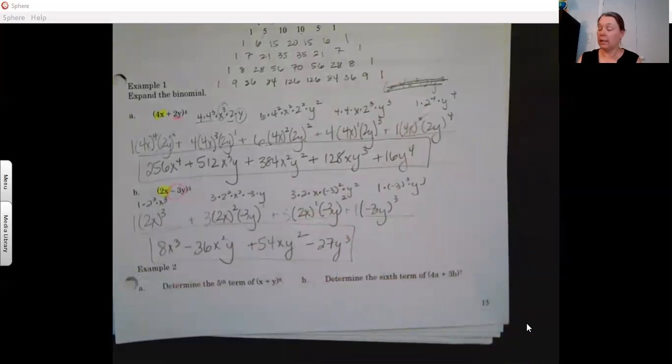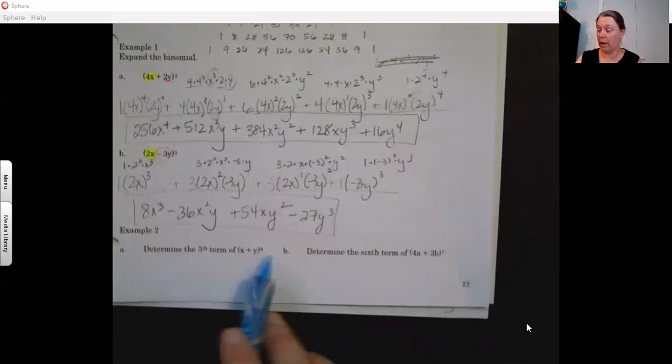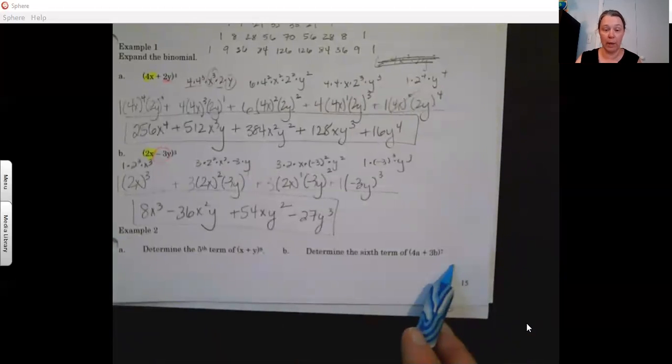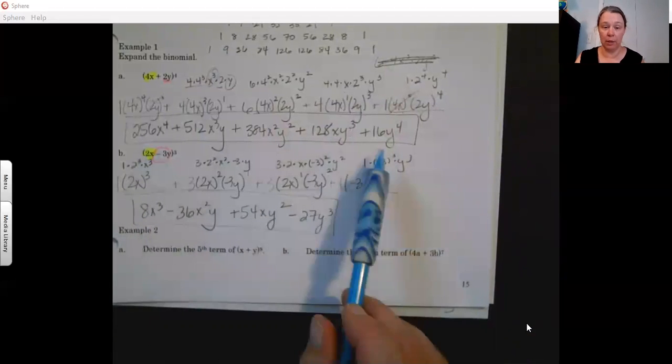Now the last examples ask us just to determine the 5th term of this expansion, or the 6th term of this expansion. It does not actually ask us to expand the whole thing, which would be sort of a pain in the butt. We see how big this is up here. I just want the 5th term. So I'm going to use some of the patterns that I notice up here.